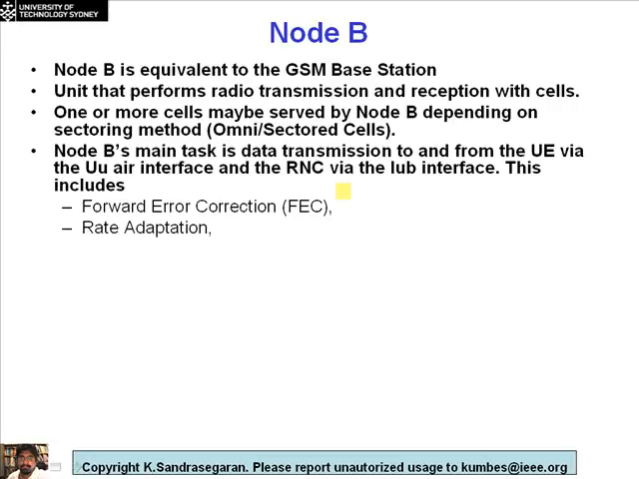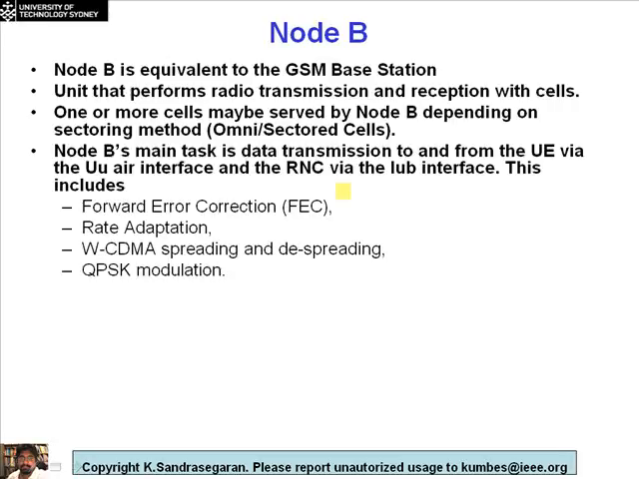Rate adaptation. There are certain well-defined rates at which you can transmit data on the air interface. If your data is not at one of these specified rates, it has to be adapted to one of these well-defined data rates. That's called rate adaptation. Spreading and despreading: a baseband signal has to be spread into the 5 megahertz bandwidth associated with wideband CDMA. The spreading function at the transmitter and the despreading function at the receiver have to be performed by Node B.